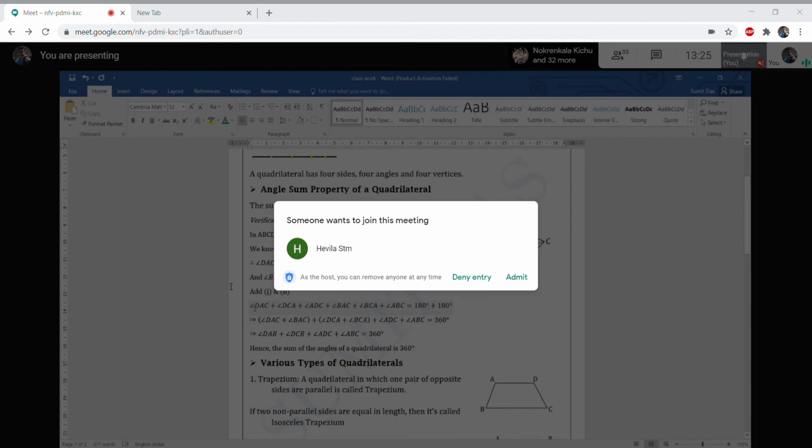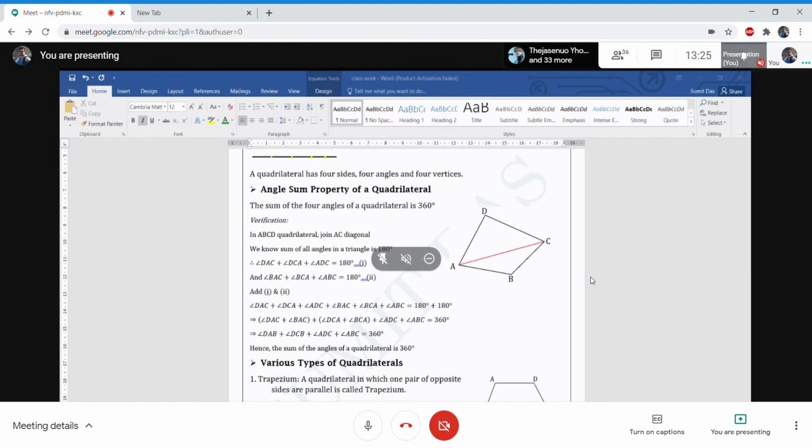You will find DAC here, and here you will find BAC. So DAC and BAC we put in one bracket. Similarly DCA and BCA we put in another bracket, and ADC and ABC are the other triangle's angles. So 180 plus 180, how much? 360 degrees.